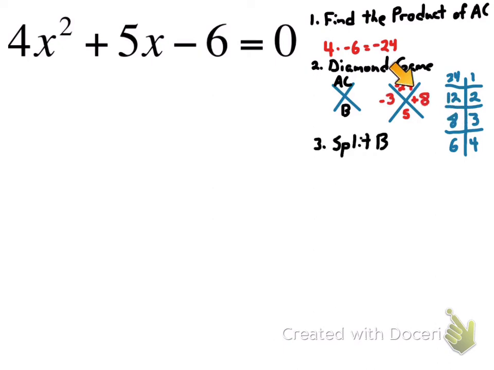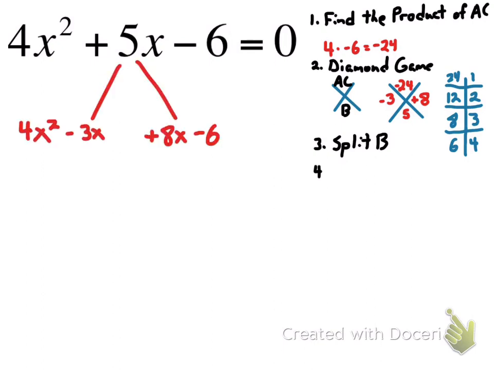So that's my factored group. So I'm going to split up B. So this coefficient here, I'm going to split this term into two terms. So I should really say split bx, because that's really what I'm dividing up. So negative 3x and positive 8x. And I'm going to go ahead and create a little barrier here. So I now have two binomials, right? I have this 4x squared minus 3x and plus 8x minus 6.